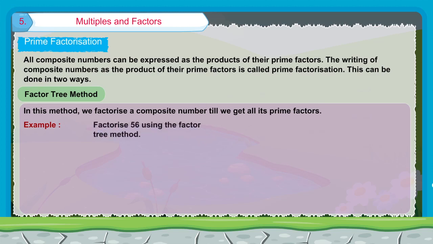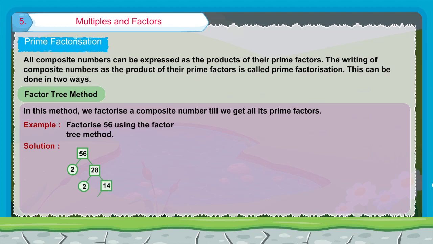Example: factorize 56 using the factor tree method. Solution. Therefore, prime factorization of 56 is 2 into 2 into 2 into 7.